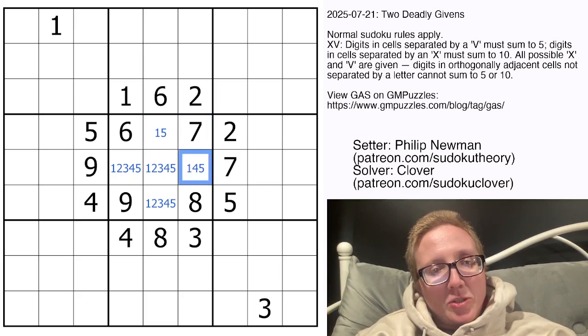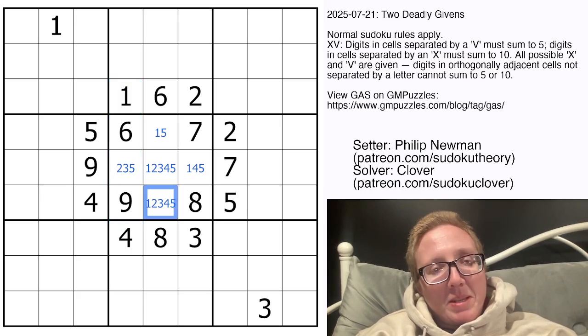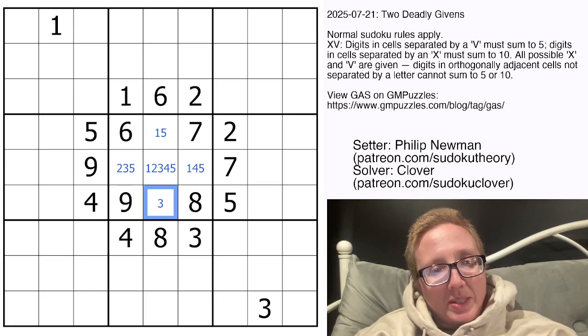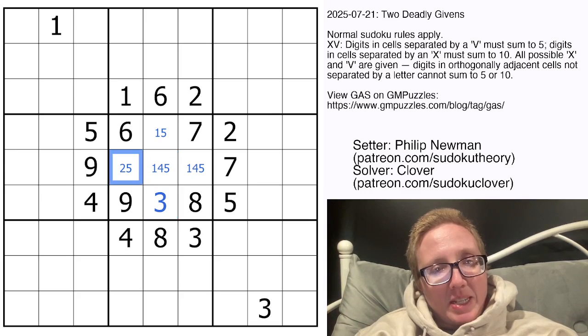This can't be a 2 or a 3 because those are in the column. This can't be a 1 or a 4 because those are in this column. This can't be a 4 or a 5 because those are in this row. It also cannot be a 1 or a 2 because 1 plus 9 is 10 and 2 plus 8 is 10. So that's going to be a 3. Now 3 can't go next to 2 because those sum to 5, so that has to be our 2.